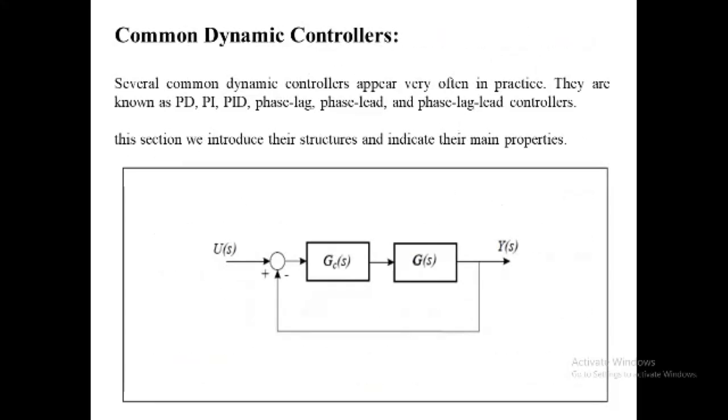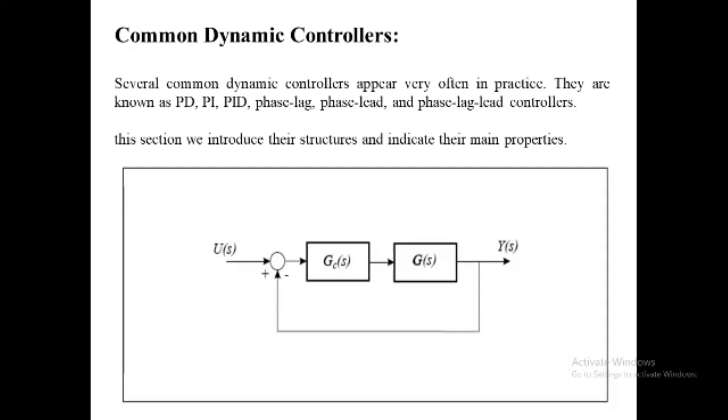Then we are moving towards the common dynamic controllers. Let us see the diagram given below for a dynamic controller. Several common dynamic controllers appear very often in practice, and they are known as PD, that is proportional derivative, PI, proportional integral, and a combination of these, PID. Also phase lag, phase lead, and phase lead-lag or lag-lead controllers. In this section, we introduce their structure and indicate their main properties. In the following sections, procedures for designing these controllers using the root locus technique, such that the given system will have the desired specifications, are presented.